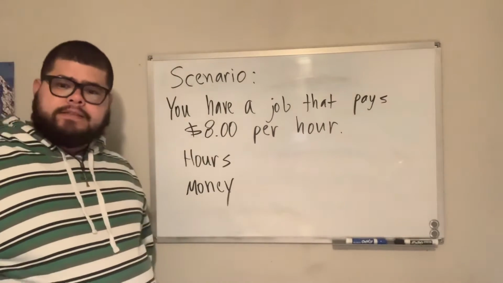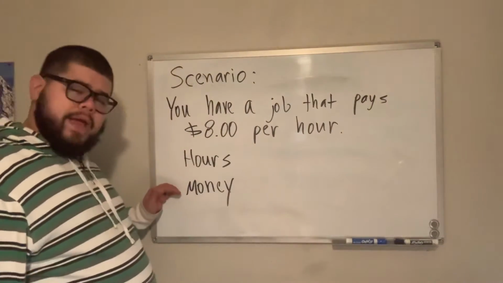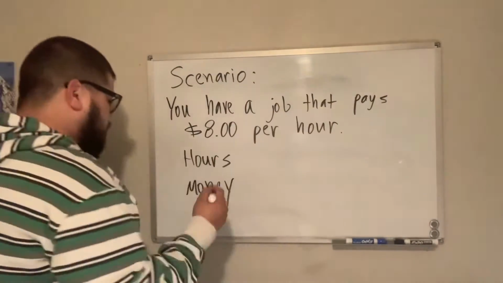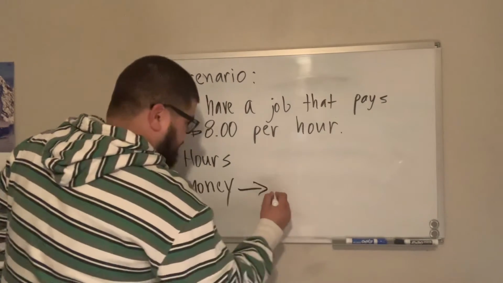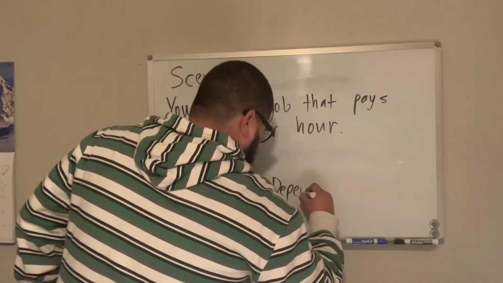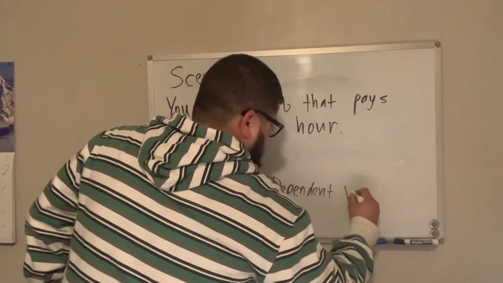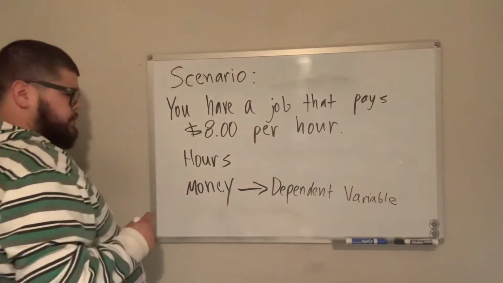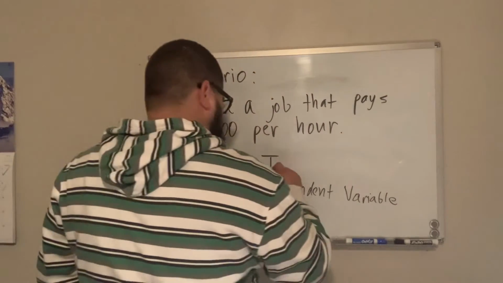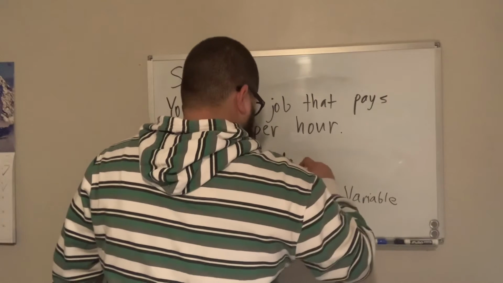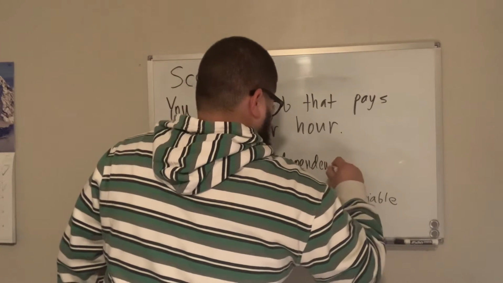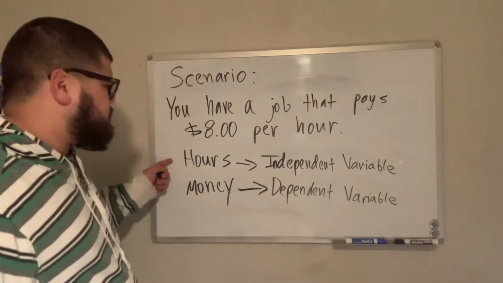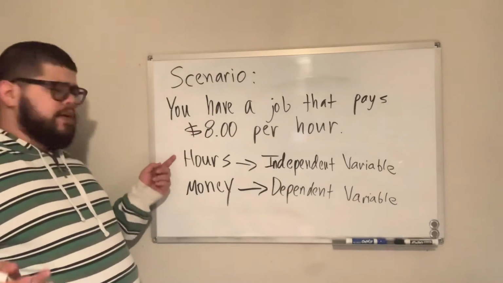The answer is that the amount of money you make depends on the hours that you work. So if this one depends on the other one, then this is the dependent variable. Okay, and hours is the independent. Okay, so hours, right, is the independent, it's the variable that stands alone.